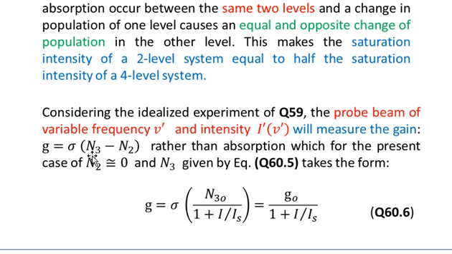So g is equal to sigma times n3 minus n2 is the gain coefficient of the system rather than the absorption, because for the absorption we shall represent g by alpha, and instead of n3 minus n2 we shall write n2 minus n3. But since we are talking about the gain coefficient, we are writing g is equal to sigma multiplied by n3 minus n2, where we can set n2 approximately equal to 0, and n3 given by equation number 60.1 takes the following form.